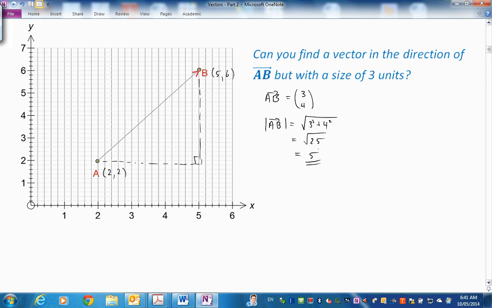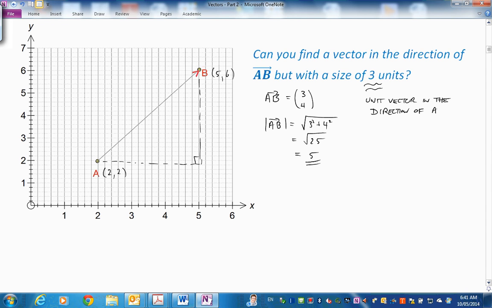Now we only want a smaller vector than that. We wanted a vector of 3 units in length. Why don't we create what we call a unit vector and then multiply it by 3? What's he talking about? A unit vector is 1 unit long, in the direction of AB. We're going to capture the direction of AB, and that's what we want.